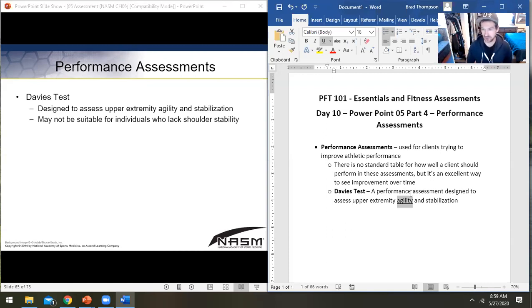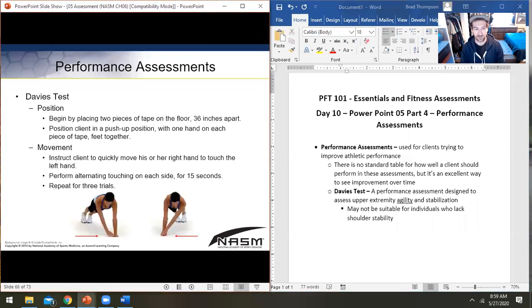So it's a really fun one. One that I always look forward to doing with the class. But it may not be suitable for individuals who lack shoulder stability. That is an important thing to remember. Obviously, this assessment is not for everyone.